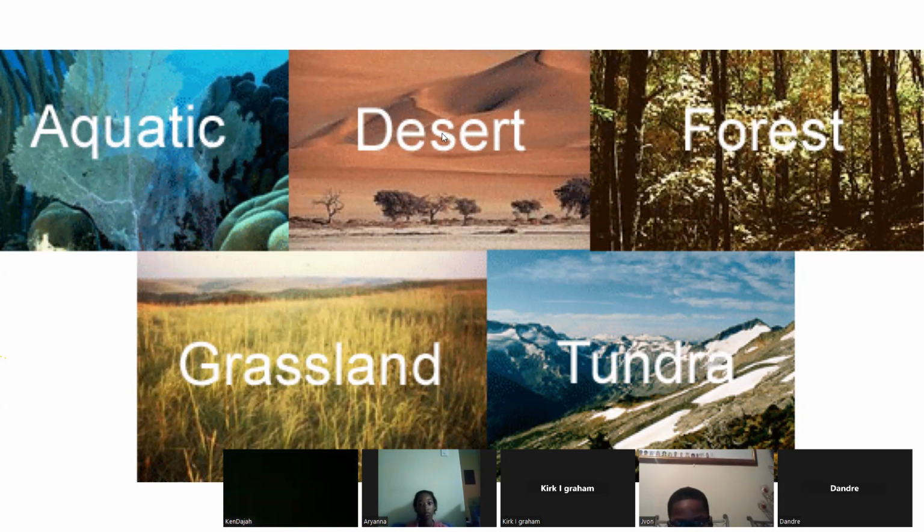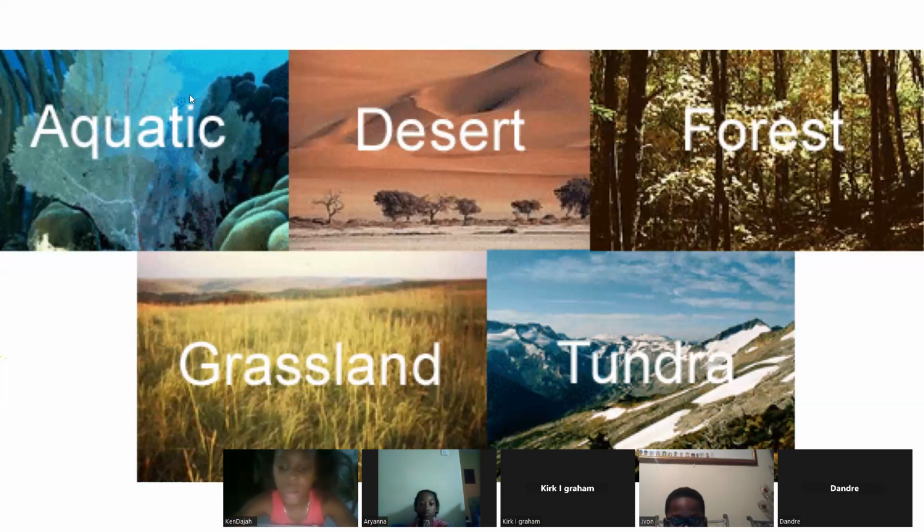So for example, if we look at the desert, how would you describe the desert? It is very hot. What else? Sandy. What else? Plenty of cactuses. Yeah, right. So when we look at the desert, it's very sunny, it's very hot. And so the animals that live in the desert must be able to adapt to their surroundings.